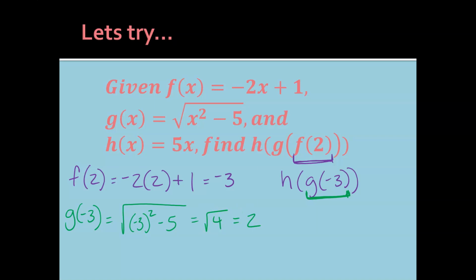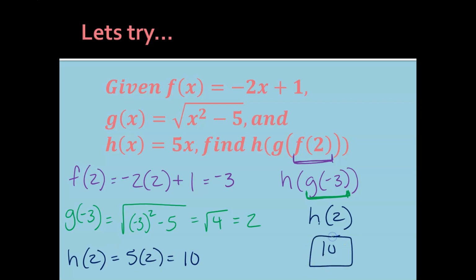All right, so now I'm going to replace g of negative 3 with 2. So now I'm going to find h of 2, all right? And so for h of 2, we're going to take all my x's and replace them with 2. So it's going to be 5 times 2, which would give me 10. So my final answer is 10, okay?